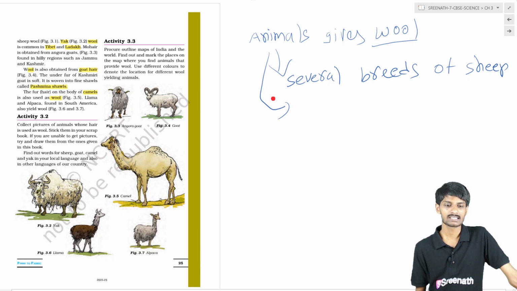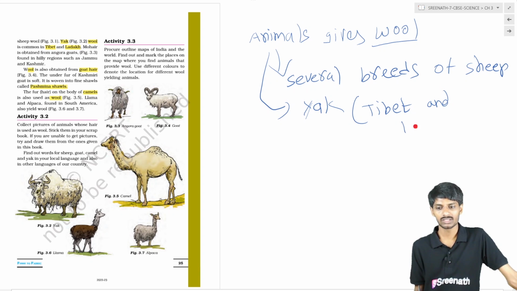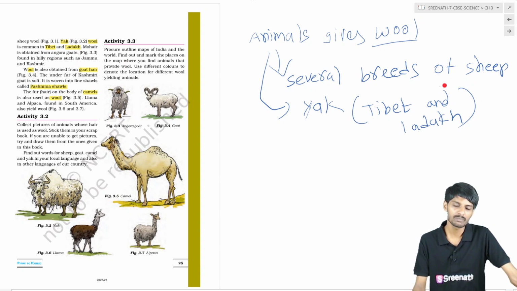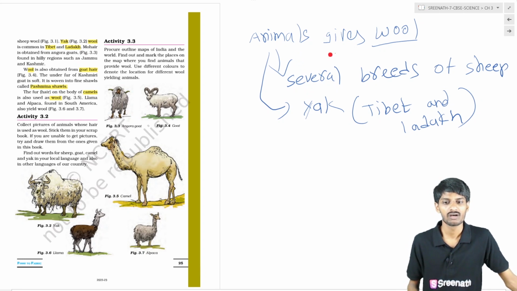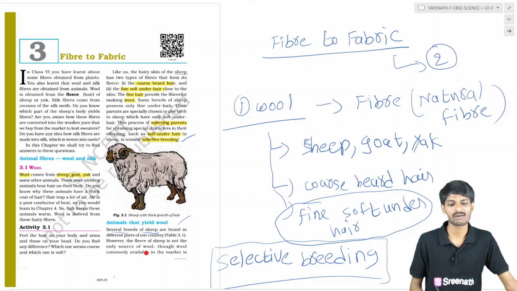Another thing is yak wool. This is the yak. From this also we can get wool, and yak wool is most common in the Tibet and Ladakh regions. Basically, there are several breeds of sheep which give wool, found in different places of our country.